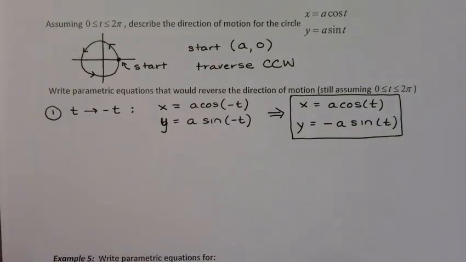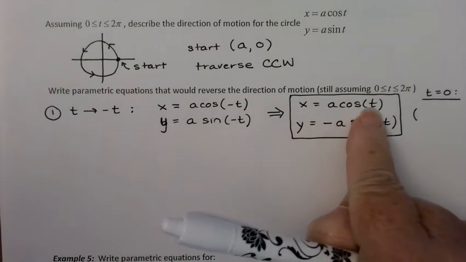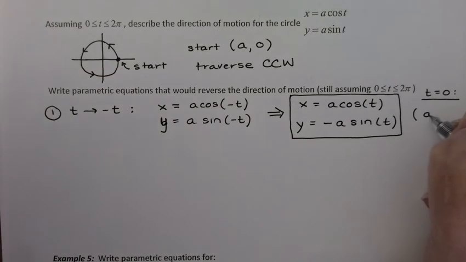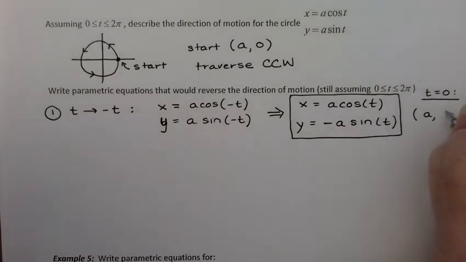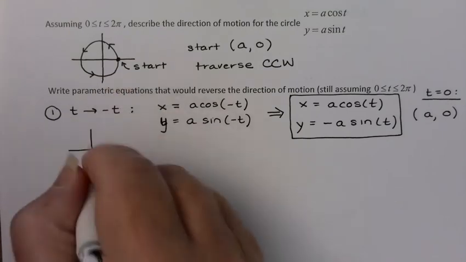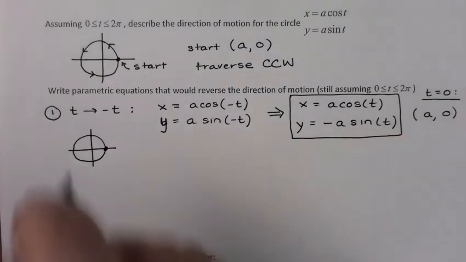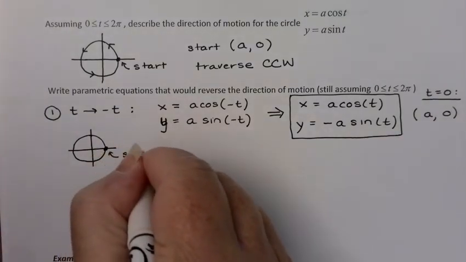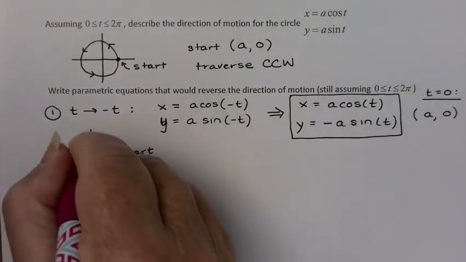So that's one way to reverse the direction of motion. When you do this, let's just look at what happens at t equals 0. If I plugged in t equals 0, x would be a cosine 0. Since cosine 0 is 1, that's a. Now sine of 0 is 0, so the y value is going to be 0. So what happens here is we have the same circle with the same starting point, (a, 0). But this time, we're going to go around clockwise.